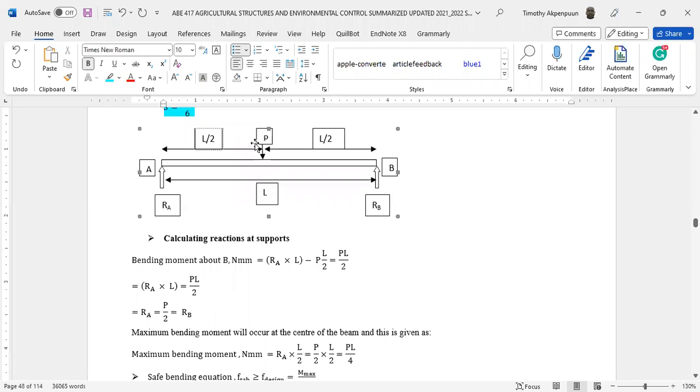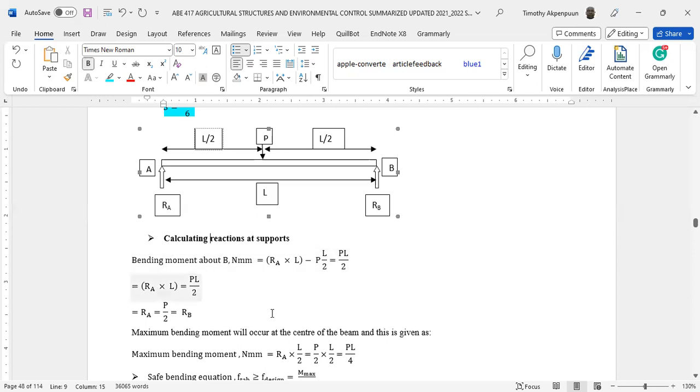So that moment about point A is now going to be equal to what? P times the distance of L over 2. That's the only load acting downwards, right? Yes, sir. Is equal to what? Is equal to RB times what? Times L.